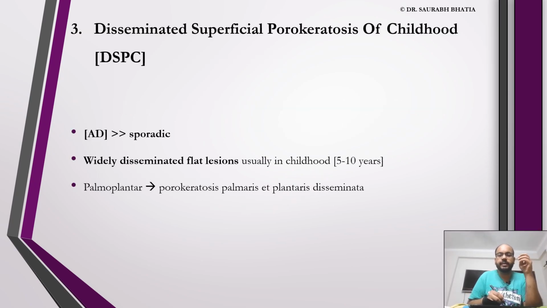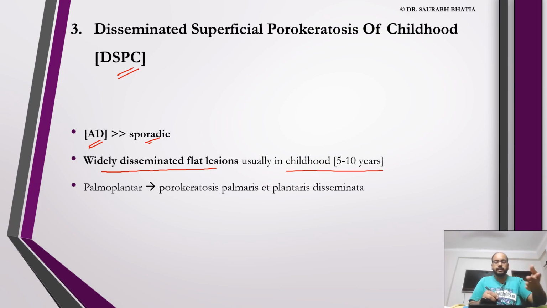The third subset is disseminated superficial porokeratosis of childhood, or DSPC. Again, autosomal dominant. Remember, all disorders are autosomal dominant except CDAGs. Some sporadic cases have also been found. In this disorder, you have widely disseminated flat lesions, usually in childhood, roughly about 5 to 10 years of age. All the previous disorders were in middle age, third to fourth decade, second to third decade, over sun-exposed areas. But this one occurs earlier, in childhood, 5 to 10 years.